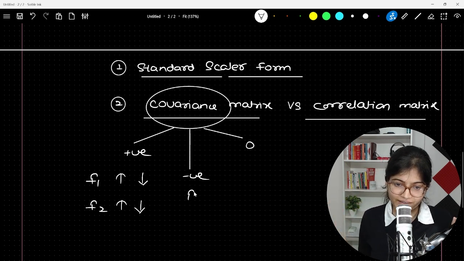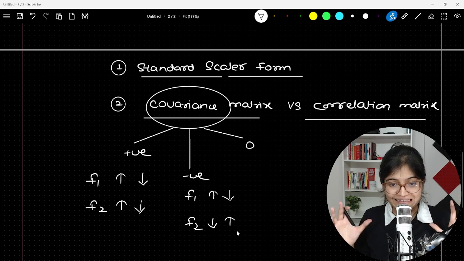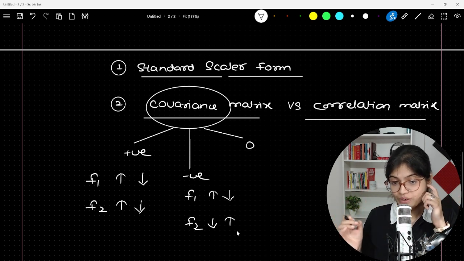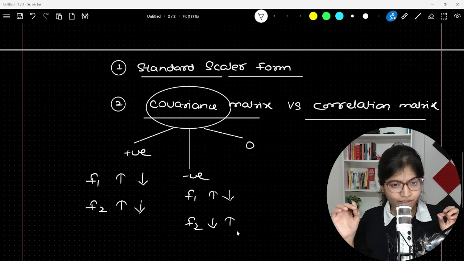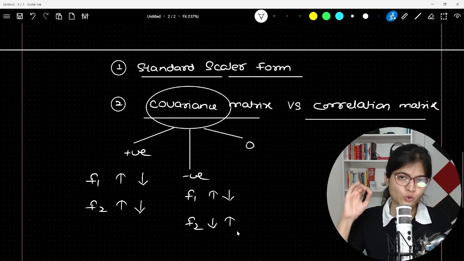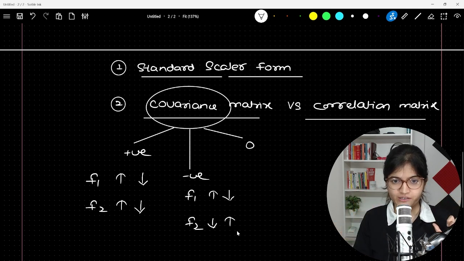Negative means that they will be having f1 and f2. When f1 is increasing, f2 is decreasing. When f1 is decreasing, f2 is increasing. That is the literal meaning of negative covariance. When you are saying 0, it means that they are not at all in a relationship with each other. Means they are independent. Those features are not depending upon each other. So this is the meaning of covariance.